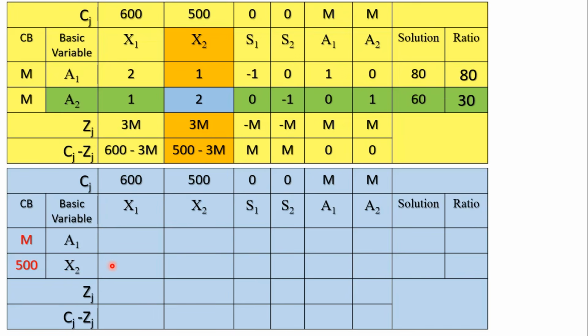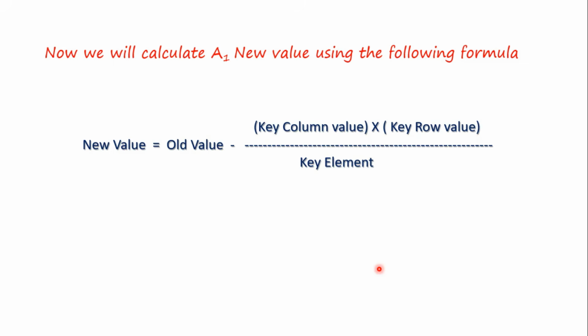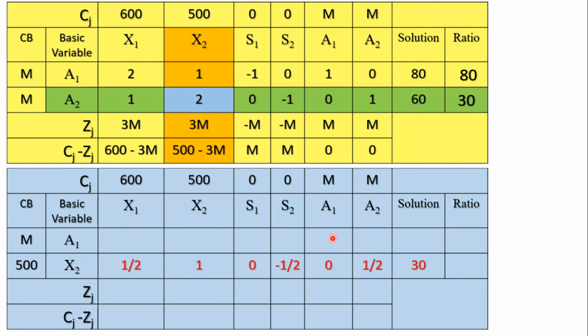Now first we will calculate the values of x2. To calculate the values of x2, we take the key element. The key element is 2. Now 1 divided by 2, 2 divided by 2, 0 divided by 2. In this way, calculate the new variable's values. Divide the whole row's values by the key element, then we get the new values. Next we need to calculate the a1 values.